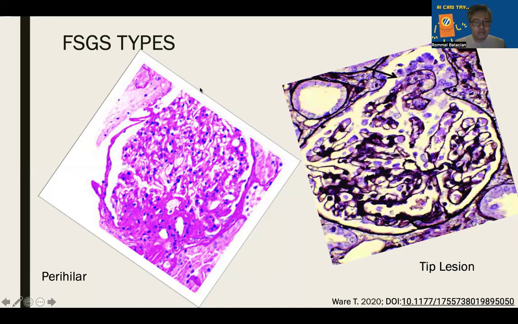So, ito yung pole of the proximal tubule and then this is the vascular pole. So, as you can see, the fibrosis and the sclerosis here is more marked in the perihilar area or near the vascular pole. As compared to the tip lesion, ito yung vascular pole, ito yung the proximal tubule area. As you can see here, there are inflammatory changes or inflammatory cells found predominantly in that area.